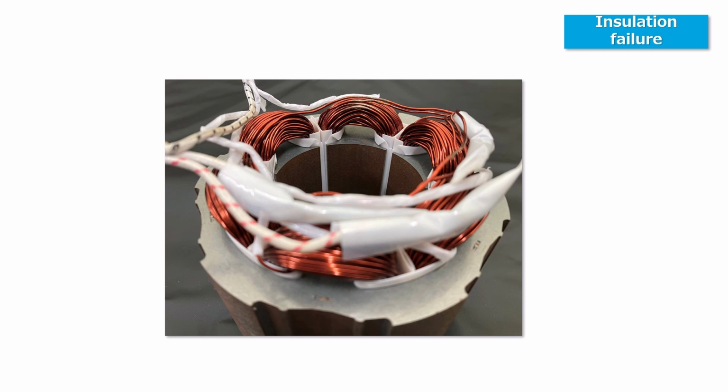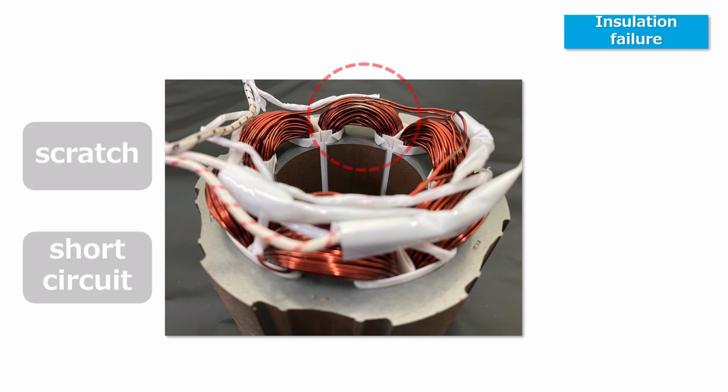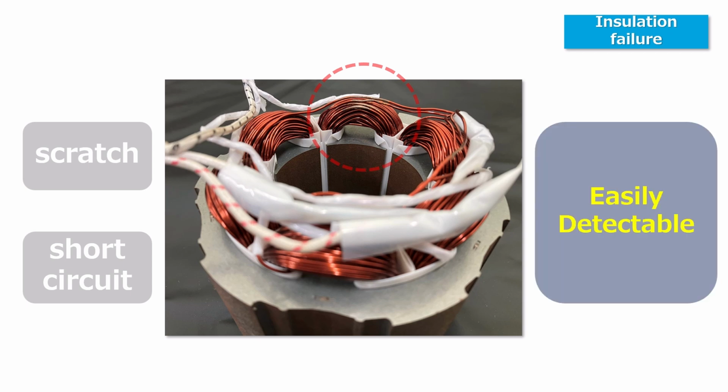A layer short occurs when copper wires within a coil short circuit. If there are scratches or pinholes in the insulation coating of the copper wire, current may flow between windings that should be insulated. This testing device applies a high impulse voltage momentarily, allowing for the easy detection of layer shorts that cannot be identified through tests like DC resistance measurement.